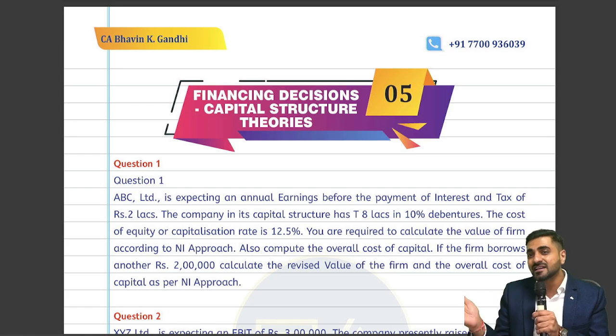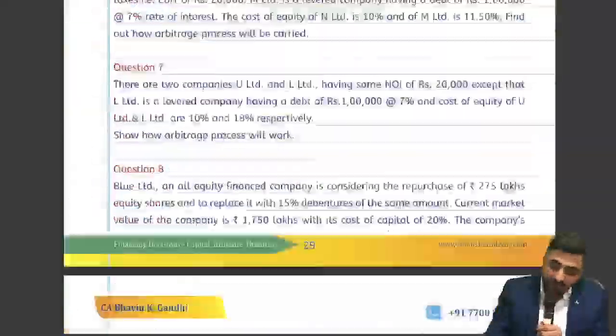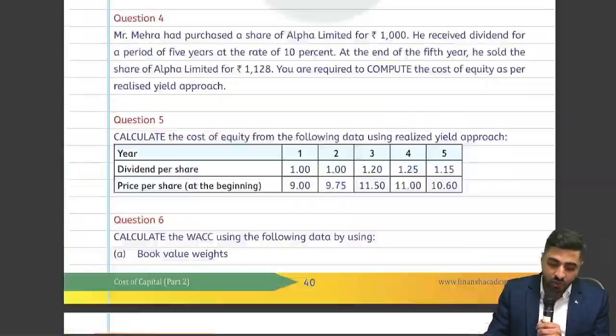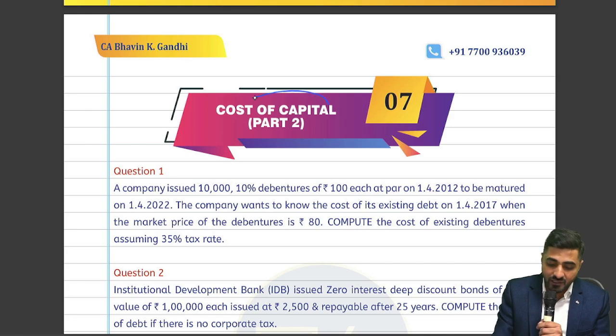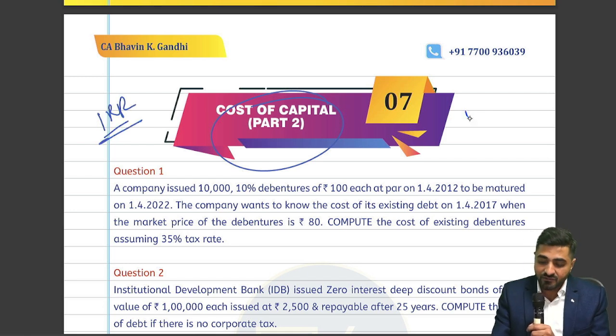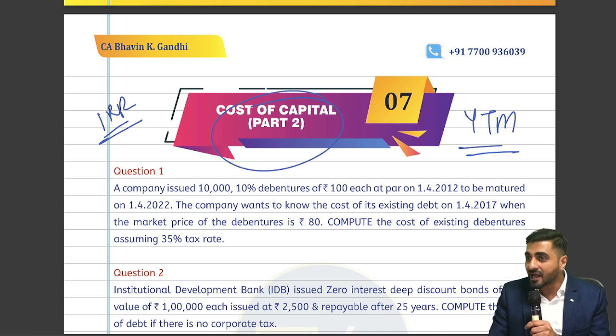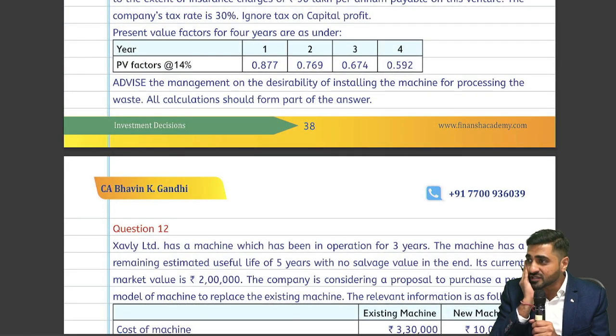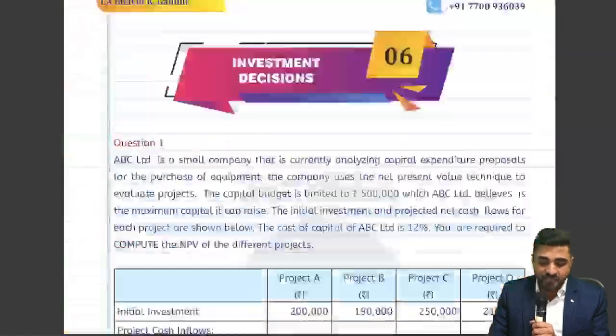Of course, realized yield forms part of my next series. Can you see here? I have actually mentioned cost of capital 2. Cost of capital 2 should only be done after your investment, because there is the concept of IRR. Here we are required to use the YTM method. That also I'll be covering. If you open the study module today, you will see where the realized yield approach and YTM are. So this is covered later. Now we are left with capital structure theories.